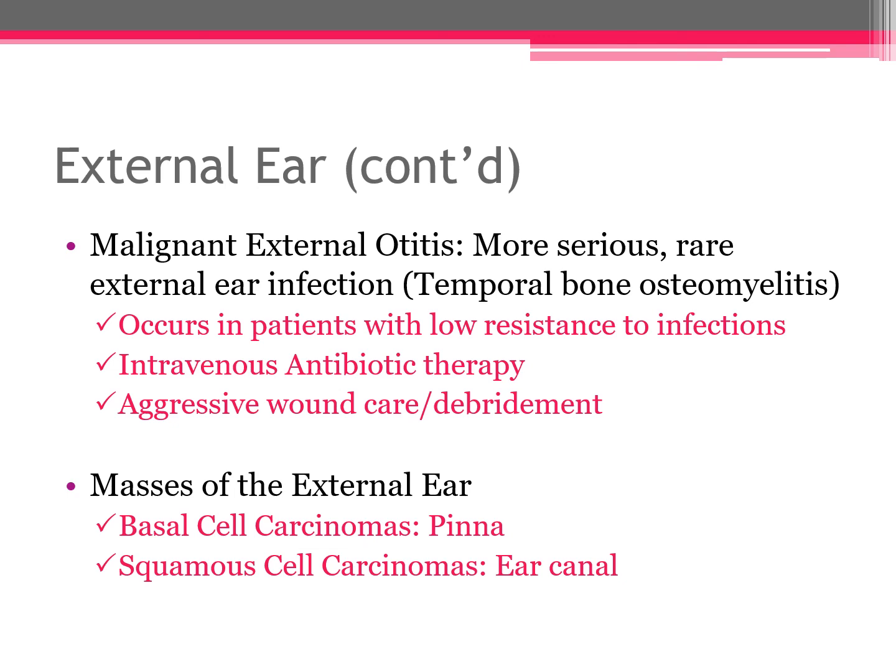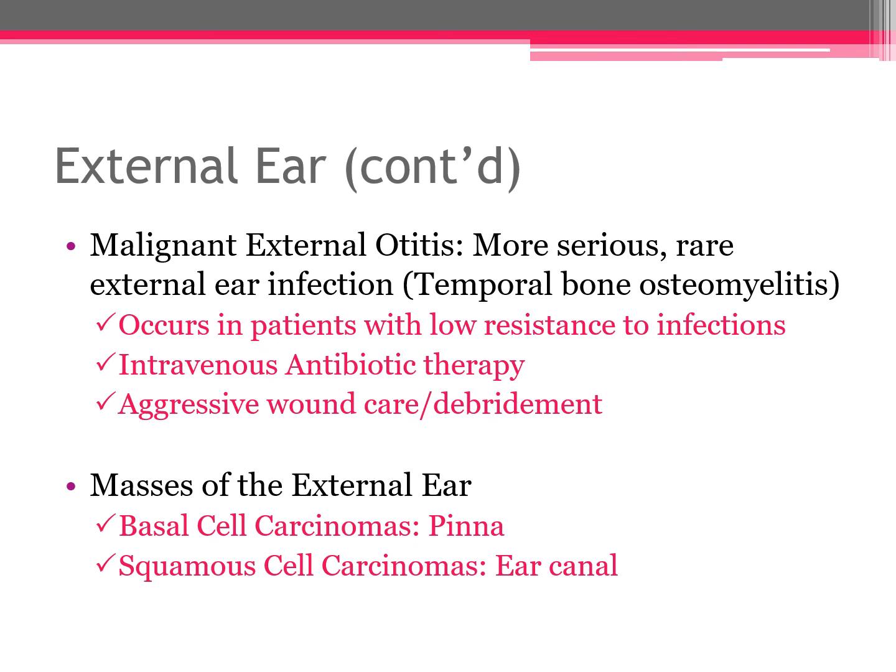For malignant external otitis, it's more serious. It's a rare external ear infection, apparently primarily from temporal bone osteomyelitis, and it occurs in patients with low resistance to infections. So you know it's a bone infection. It's not going to heal very easily, because remember we already mentioned when we were talking about musculoskeletal that the bone is not very vascular, right?